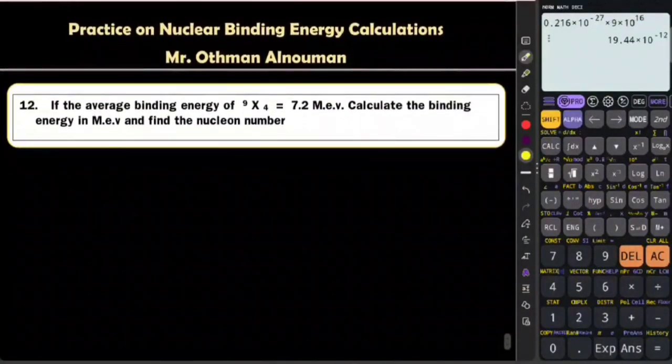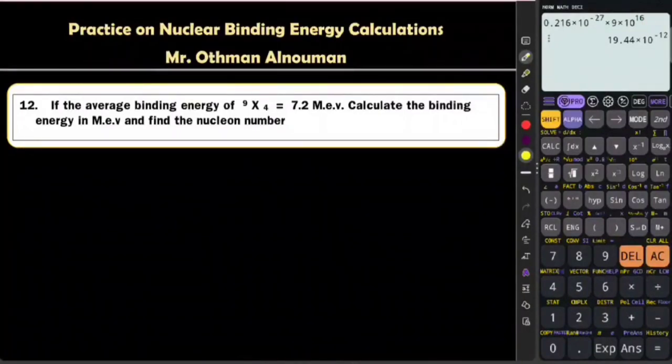It says, if the average bonding energy of X, which has 9 as mass number and 4 as atomic number, the average bonding energy is 7.2. Calculate the bonding energy in million electron volt and find the nuclear number. Oh, the nuclear number is 9. It doesn't need any finding. Let's go to the next part. This is just to show you how easy sometimes the question be, but sometimes the students made over calculations to make it wrong. Let's see here.